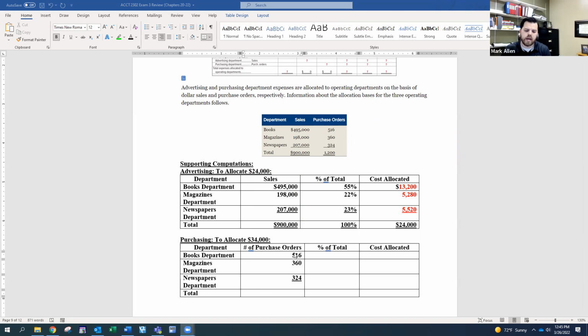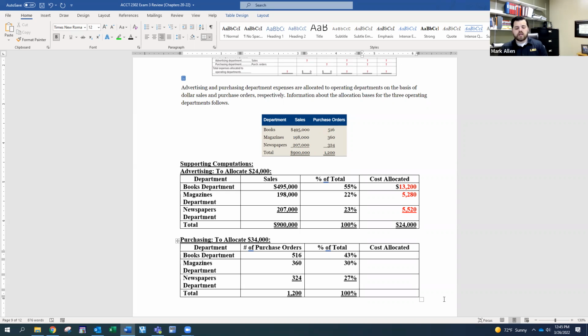And so what we're going to do now is figure out that total. They actually gave it to me as 1,200. 516 over 1,200 is 43%. 360 over 1,200 is 30%. And then, of course, 324 over 1,200 is 27%, giving us a 100% allocation, which is, of course, what we need.